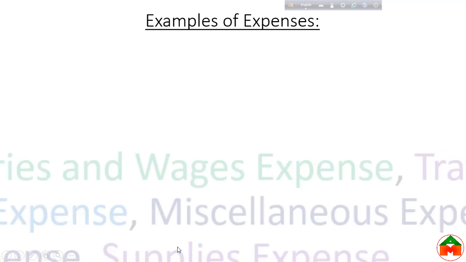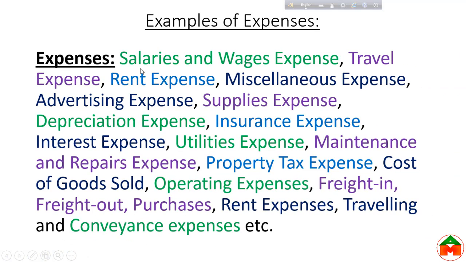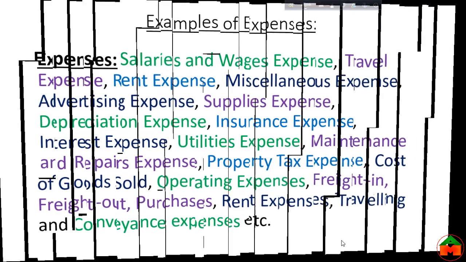Now we are going to see some examples of expenses. Here we can see salaries and wages expense, travel expense, rent expense, miscellaneous expense, advertising expense, supplies expense, depreciation expense, insurance expense, interest expense, utilities expense, maintenance and repairs expense, property tax expense, cost of goods sold, operating expenses, freight out, purchases, traveling, conveyance expenses. These are some examples of expenses.